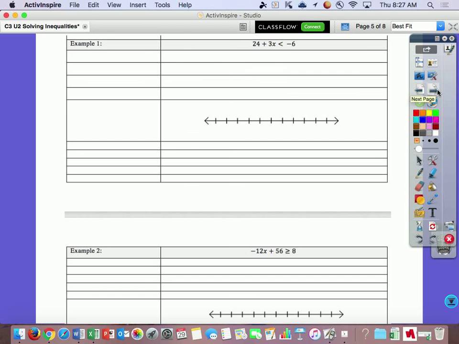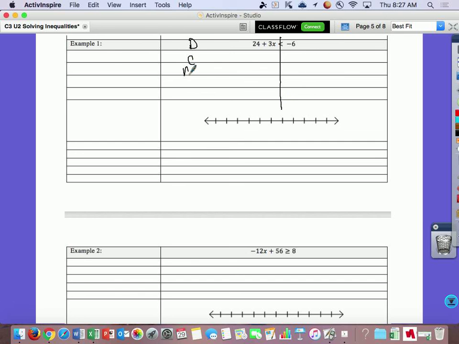So, I'm going to draw my line down the middle. I'm going to write my acronym. Okay, I don't have any parentheses, so I'm going to cross that off. I don't have to combine any like terms on my side, so I'm going to cross that off. I do have some addition and subtraction. So I'm going to subtract 24 from both sides because that cancels this out. And I'm left with 3x is less than negative 30.